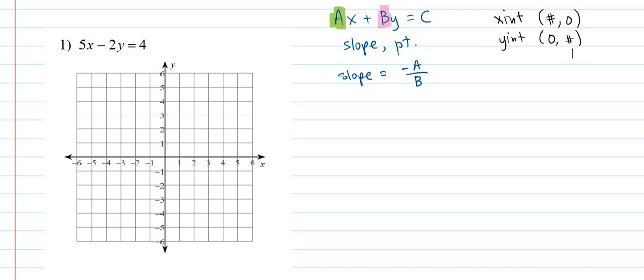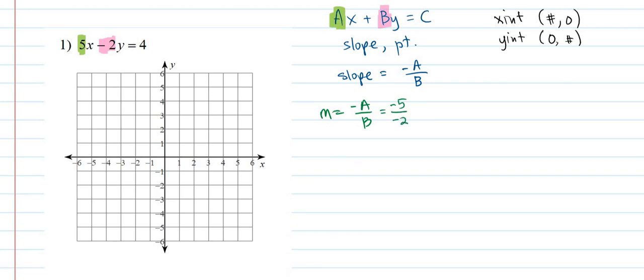So let's use our example here. We have the line 5x minus 2y equals 4. Let's start by finding our slope. Our slope is going to be equal to negative A over B. In this problem, A is 5 and B is negative 2. So negative A over B is going to be equal to negative 5 over negative 2.